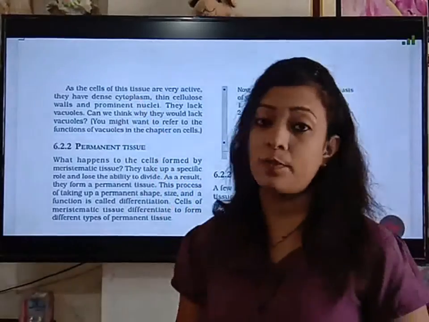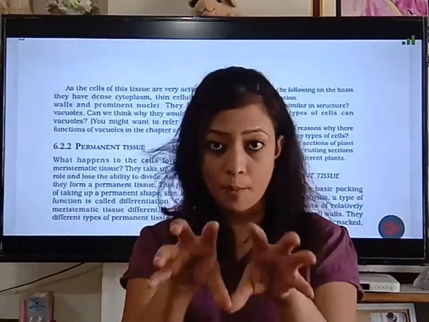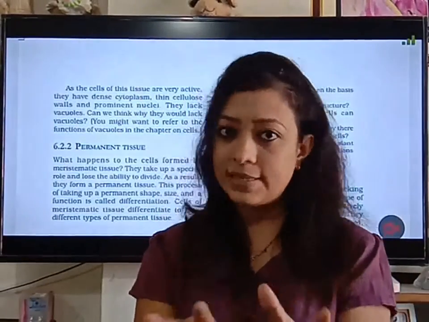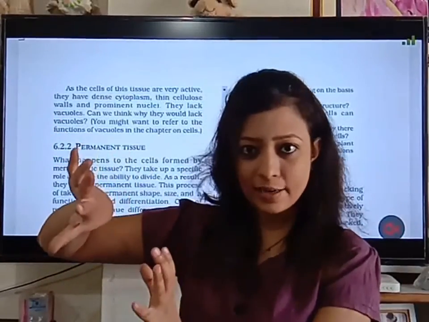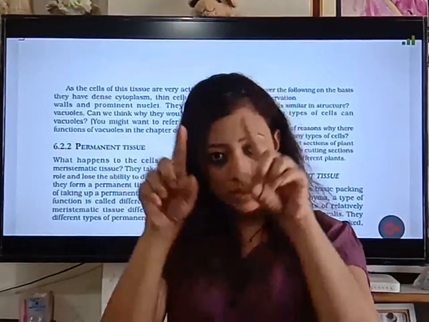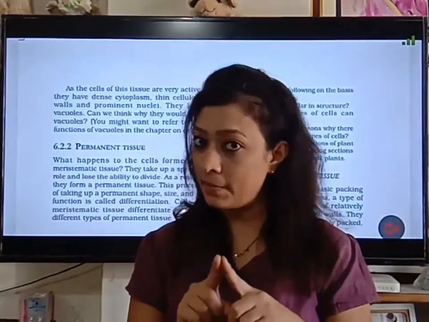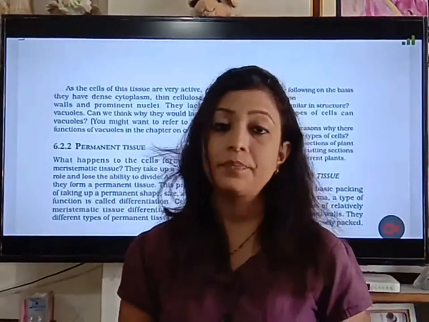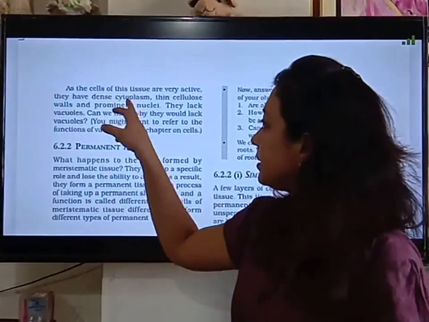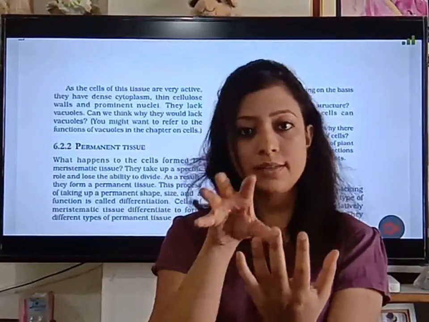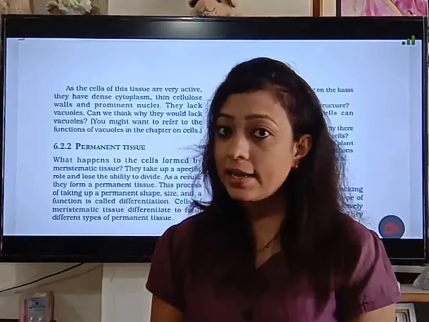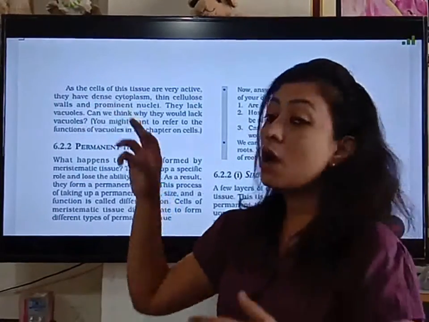They have dense cytoplasm. As I told you, they have a prominent nucleus at the center. Basically, a mature plant cell has the nucleus at the periphery, on one side, and in the center of the cytoplasm of the mature plant cell there is a vacuole. But the meristematic cells do not possess a vacuole in their cytoplasm. So the prominent nucleus is at the center and the cytoplasm is very dense.